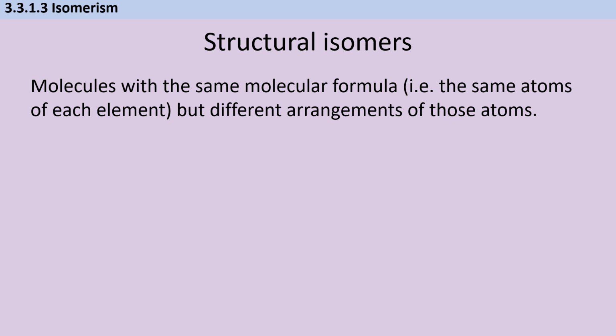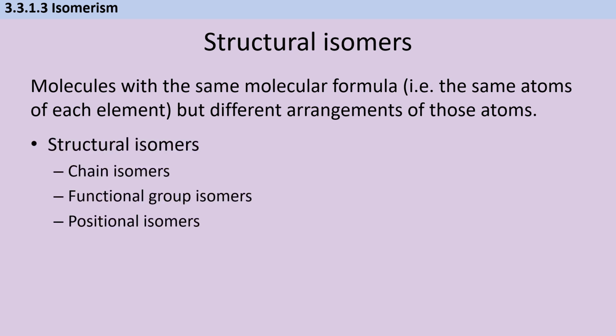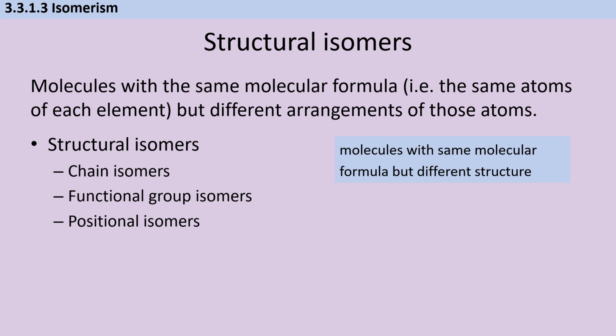We can break isomers down into different groups, starting with structural isomers. These include chain isomers, functional group isomers, and positional isomers. Structural isomers are molecules that have the same molecular formula but a different structure.